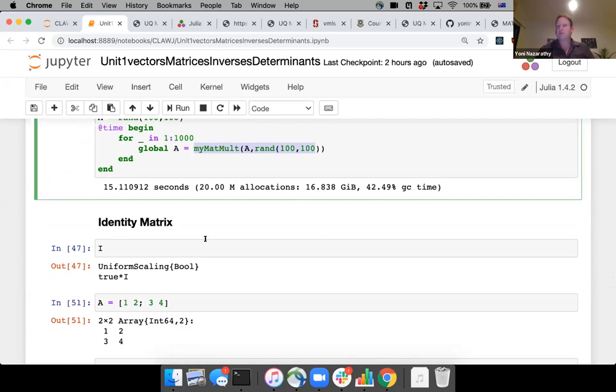Okay. So let's now just do the four ways of matrix multiplication and then we move on.